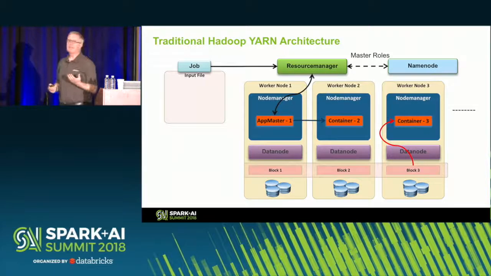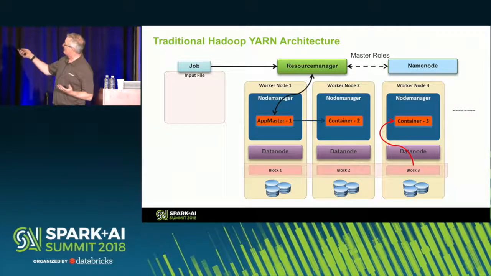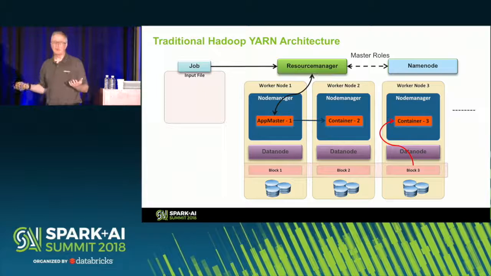So if we look at a classic Yarn architecture, we've got the resource manager scheduling all the jobs on top here. That's this guy on the top. And we've got the name node running all the HDFS files. And we've got a bunch of workers here. Now, how do you virtualize that?